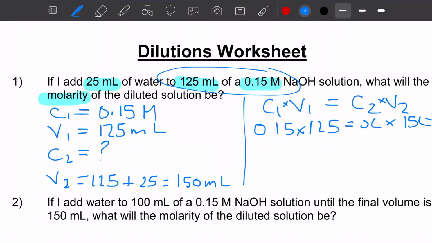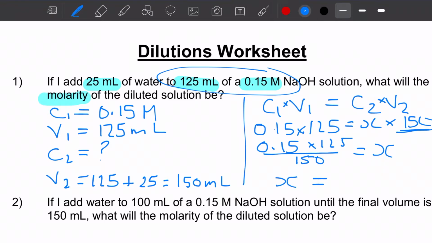Once we've done that, we're going to rearrange the equation. The way that we do that is this number over here is going to be divided on both sides. So both sides are going to be divided by 150, and something multiplied by 150 divided by 150 cancels out the 150. So we end up with 0.15 multiplied by 125 divided by 150 equals X. When we put that into the calculator, that gives us 0.125 molar. So that is our answer. The concentration will become 0.125 molar.